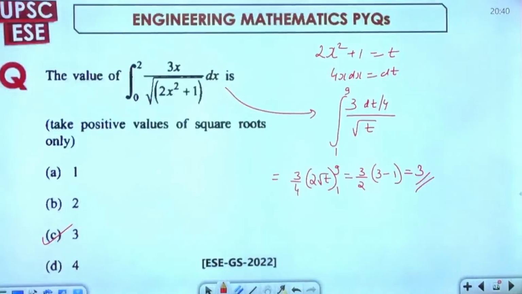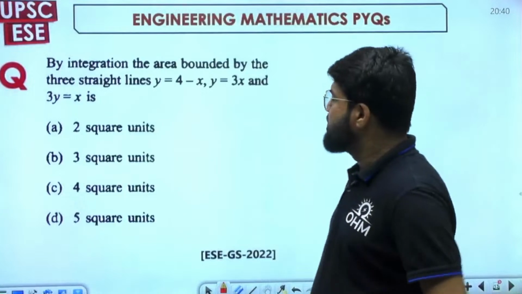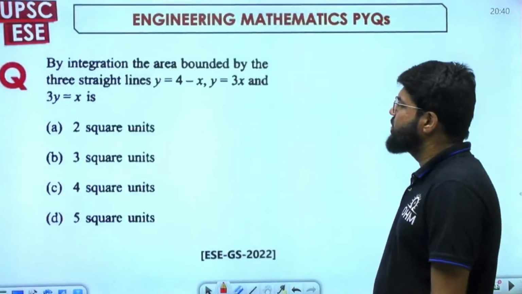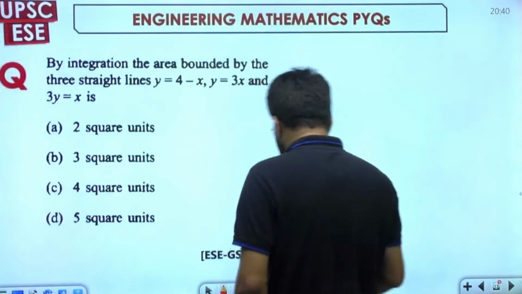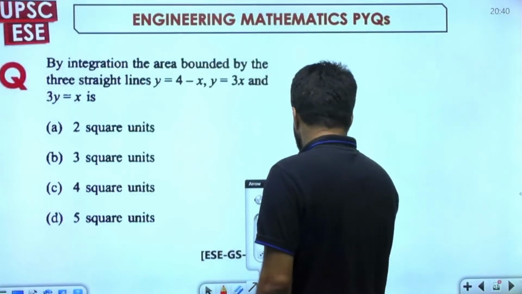So 2022 question it was. Next. Again a simple question. By integration, the area bounded by the 3 straight lines. Can we not draw the straight lines and then decide how the integration is going to be?